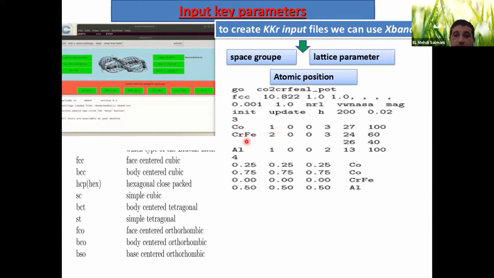After that we have chromium doped by iron ions. We have 60% chromium doped by 40% iron ions. And the last one, we have the number 4. Number 4 indicates where each atom is. So, with this input, we can get all properties, for example, the magnetic properties, electronic properties, optical properties, and others.